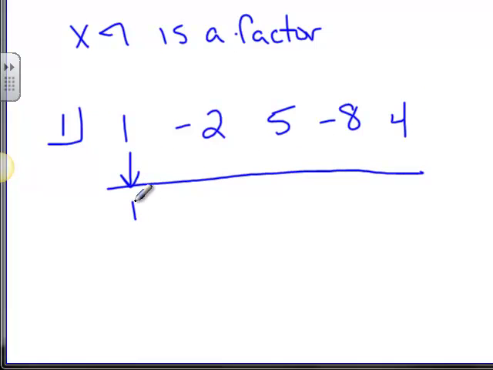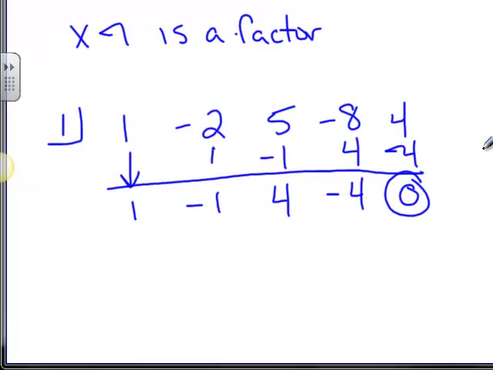Bring down the 1. 1 times 1 is 1. Negative 2 plus 1 is negative 1. 1 times negative 1 is negative 1. Add down, we get 4. 1 times 4 is 4. Add down, we get negative 4. And then 1 times negative 4 is negative 4. So we get a 0 here. Zeros are good. Homer's happy. And that means that x to the third minus x squared plus 4x minus 4 goes in the parentheses.